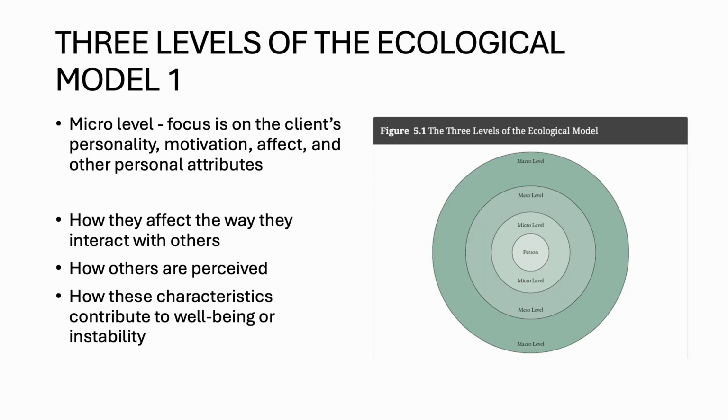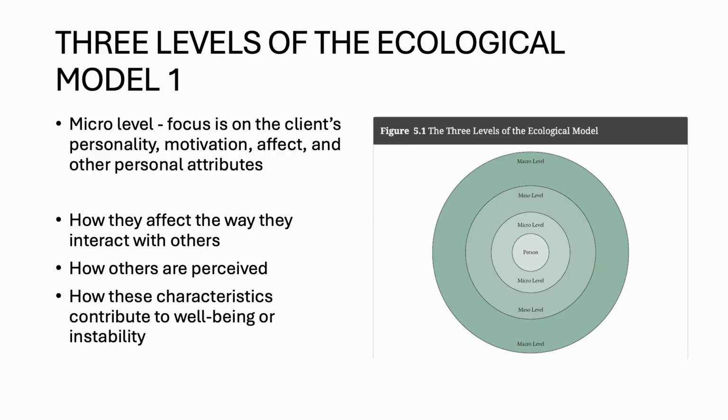All right, there are 3 levels of the ecological model. The micro level, which focuses on the client's personality, their motivations, affect. Affect is how your facial expressions are typically in counseling, and other personal attributes. How they affect the way they interact with others, how others are perceived, and how these characteristics contribute to well-being or instability.